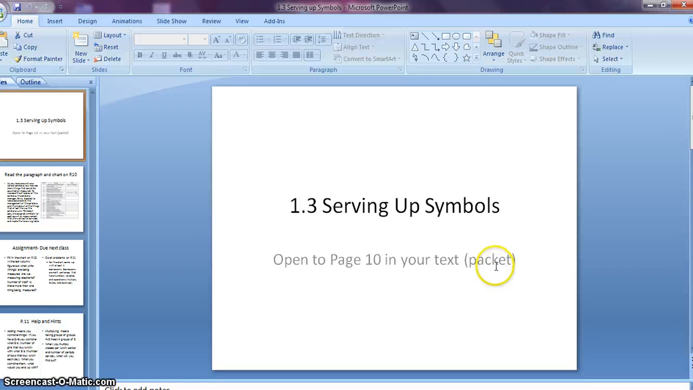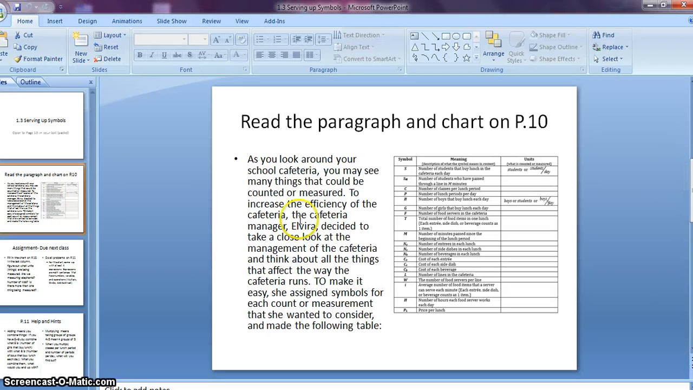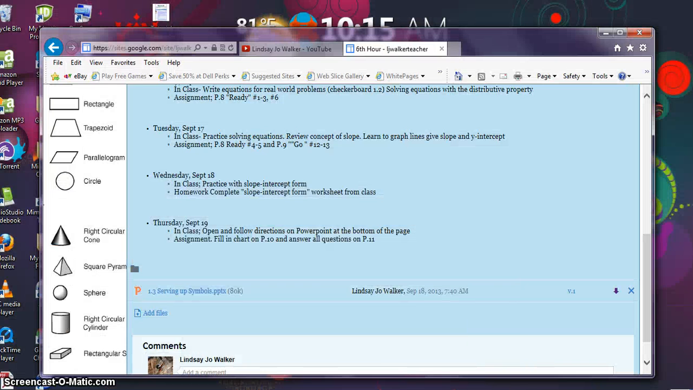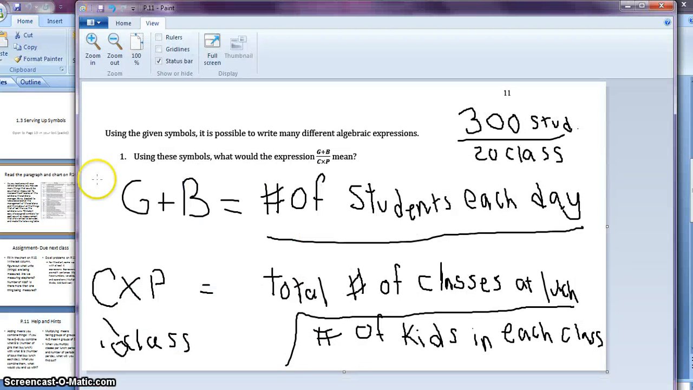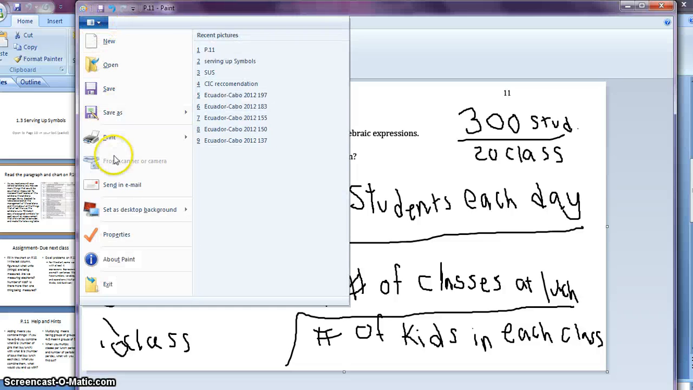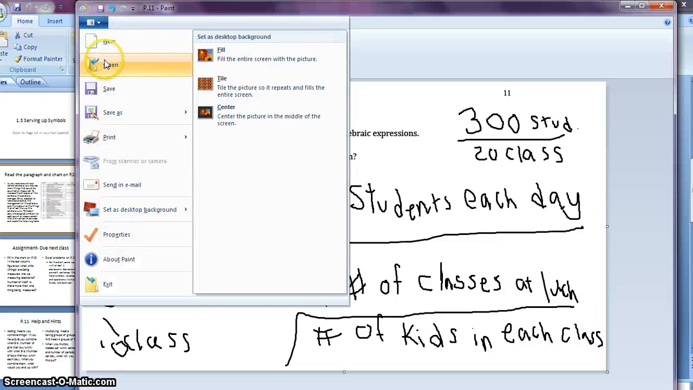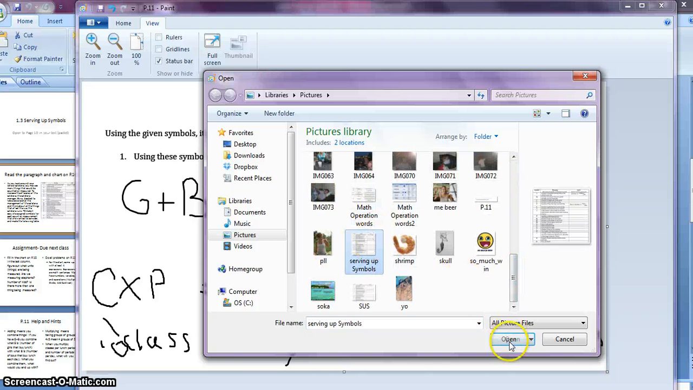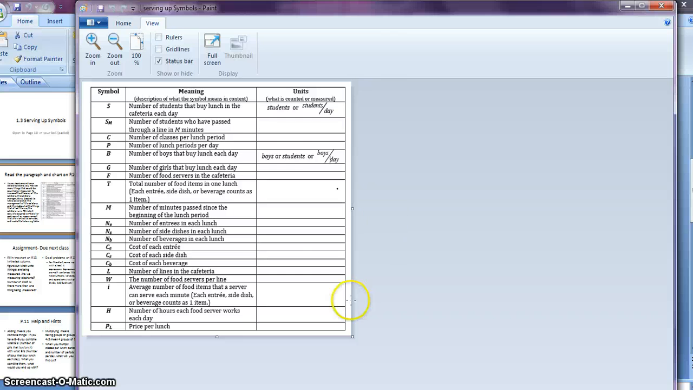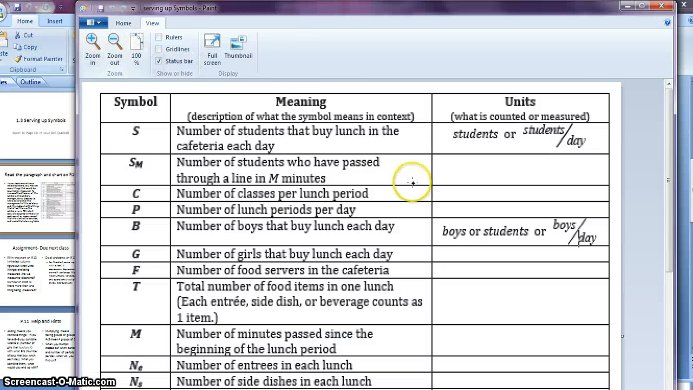Open to page 10 in your text packet. Read the paragraph and chart on page 10. What we need to do for this is take a look at this chart, and you need to interpret from the meaning what exactly each thing is measuring. So it looks like this, and you will open something up that looks like this. Right? So you have a symbol, you have a sentence that talks about the meaning, and then the units.